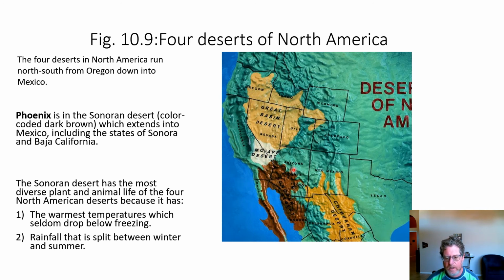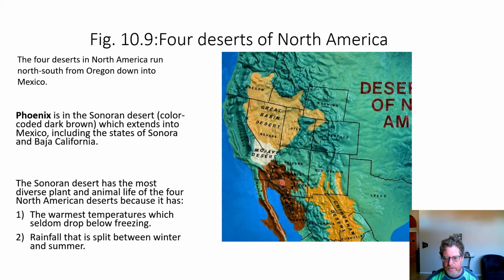They go north to south, just like the Rocky Mountains go north to south, just like the Great Plains go north to south. In the north is the Great Basin Desert. It's a cold desert, and it covers northern Nevada, Utah, Oregon, part of Idaho. Okay, the Mojave Desert separates the Great Basin and the Sonoran Desert. And if you've ever been to Las Vegas, you've been to the Mojave Desert.